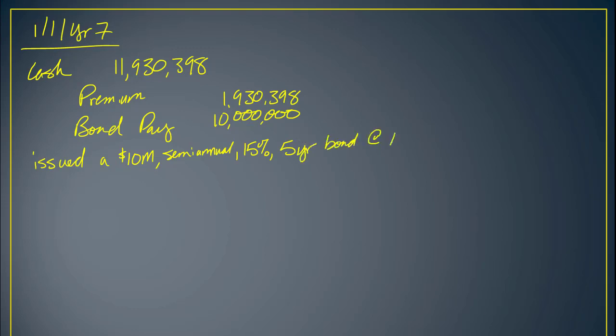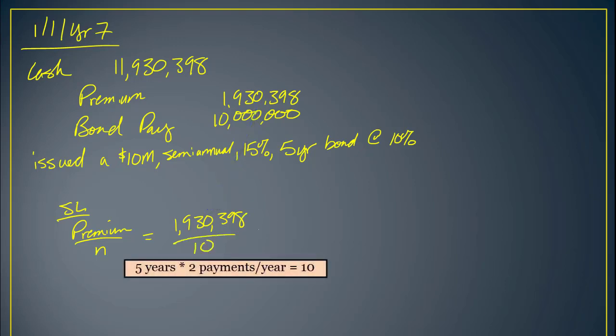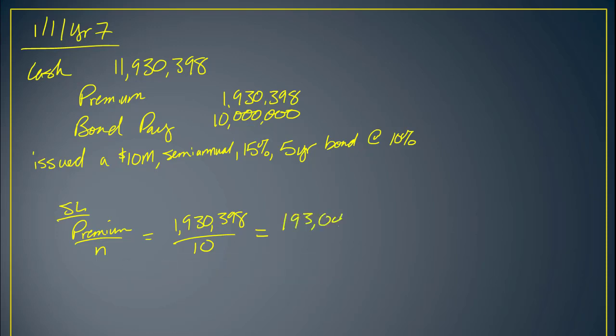at 10%. For straight line, we take the premium divided by n. So 1,930,398 divided by our n, and that was 10. If we round to the nearest dollar, we get $193,040 as our amortization amount.